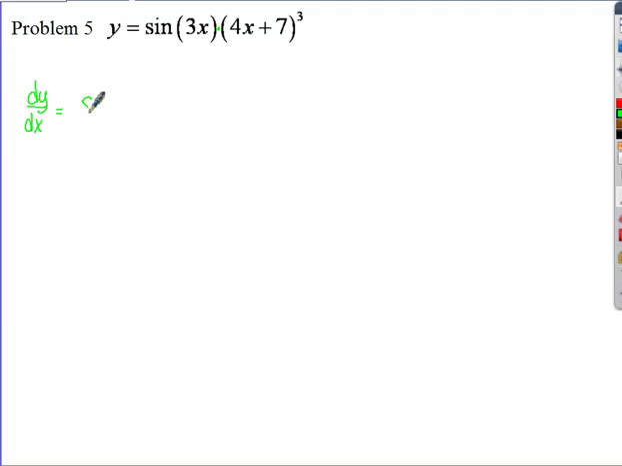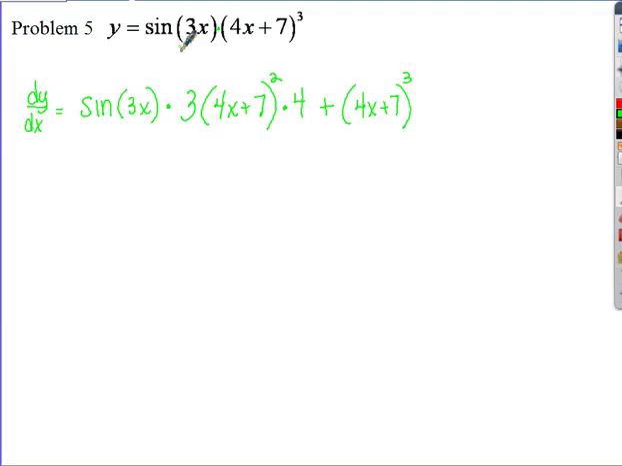So 1 d2 times, okay, derivative of 4x plus 7, the quantity cubed. So this is chain rule. The 3 is the outer function, 3. Leave the inside alone to the 1 less. Times the derivative of the inside, which is 4. 1 d2 plus 2 d1. Derivative of sine, cosine, leave the inside alone, times the derivative of the inside, which would be 3.